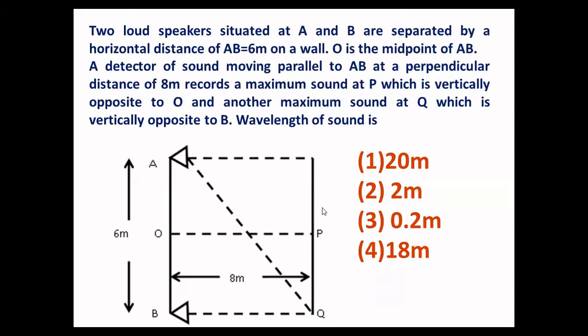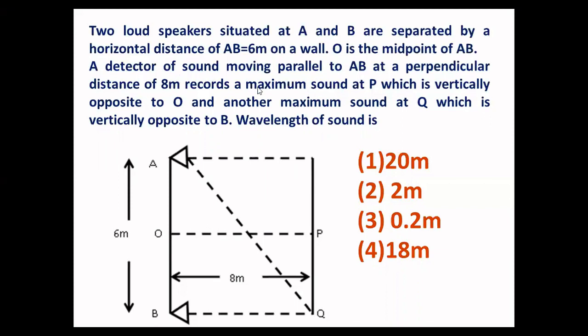2 loudspeakers are situated at A and B and are separated by a horizontal distance of 6 meters. Everything is given in the diagram. Imagine your classroom. You are all sitting here. This is the stage where the teacher is moving here and there, and this is the board. On the 2 corners of the board, which are separated by 6 meters, there are 2 sound speakers, situated at a horizontal distance AB. Horizontal means parallel to the ground. O is the midpoint of AB, the midpoint of the board.